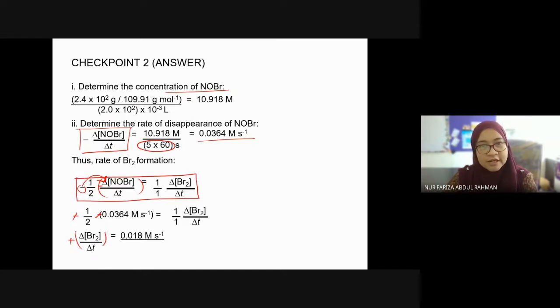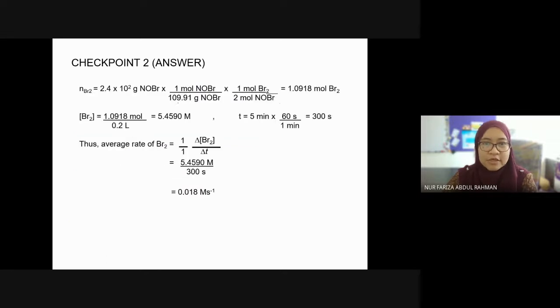Way number 1 finds the NOBR. Way number 2 goes straight to doing stoichiometry to find the mole of BR2. Whoever does it this way has no problem. It is not a problem. So from the beginning you already relate the NOBR with BR2. So you directly get the mole for BR2 and then you find the concentration of BR2, and then this is the delta T, and then you insert into the formula of average rate. Okay, so this is the final value.